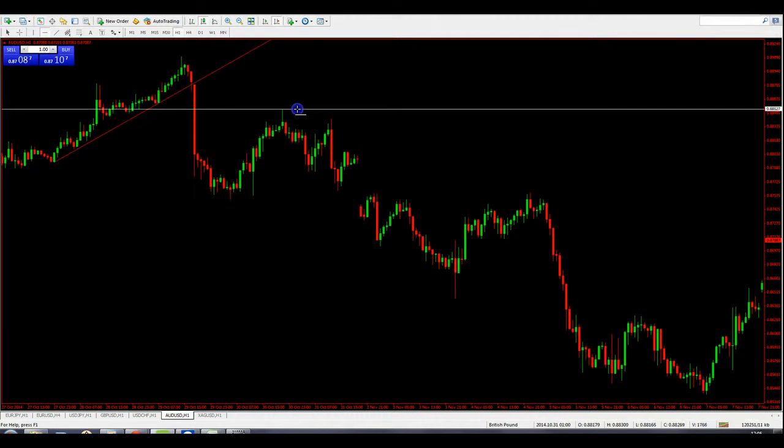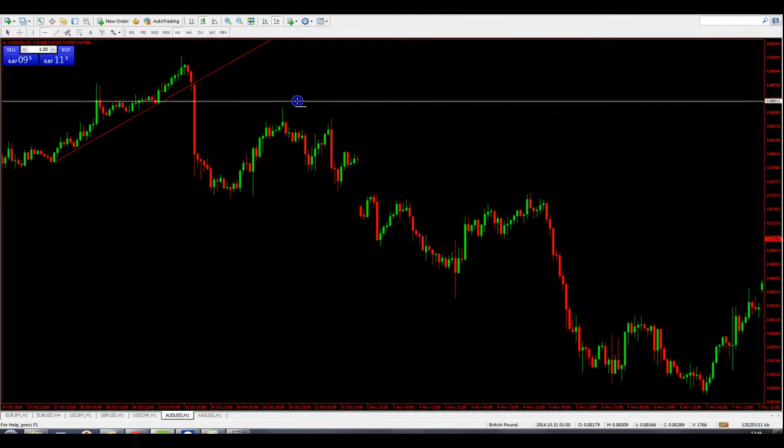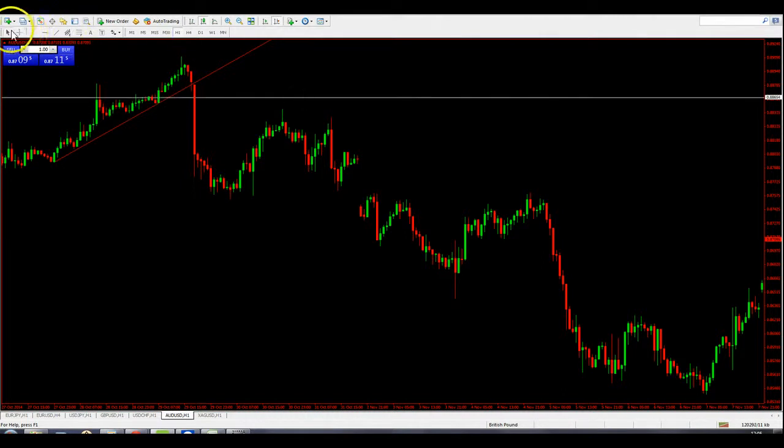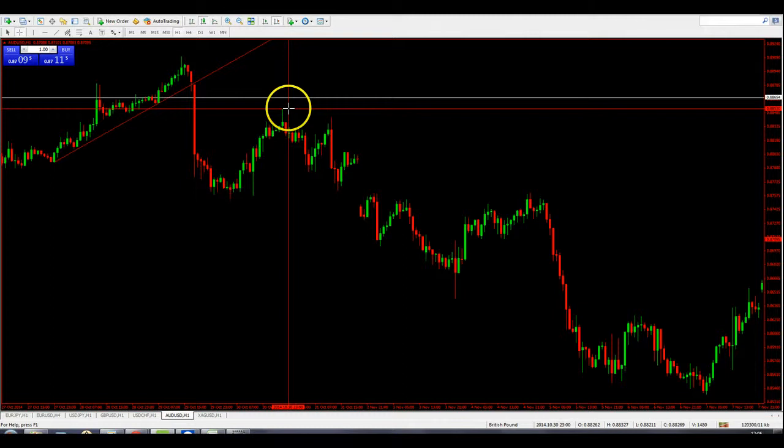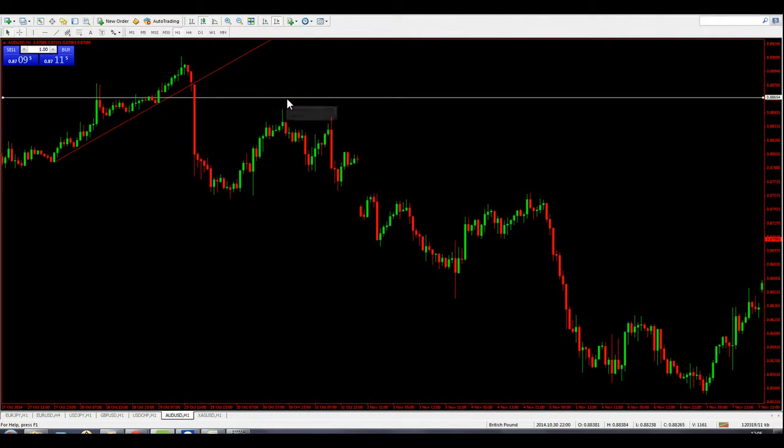Rule of thumb would be to go, based on this time frame, 1 hour, I would place it 10 pips above. So roughly about here. Let's have a little look. That's 12 pips. Just move it down a little, just so it's roughly about 10 pips.